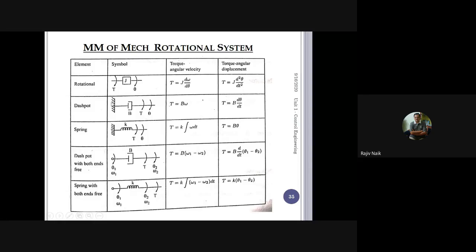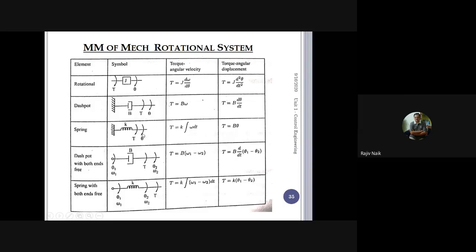Similarly, you have a dashpot or a damper or a friction element. Here the friction element is represented by B. It is subjected to torque T. Then angle of twist is theta. Then the torque absorbed by the damper is B into omega, that is B into velocity. Similar to the previous case, where it is B into V, and that is d theta by dt. So here you can see T is equal to B into d theta by dt. So it is the damping coefficient multiplied by velocity d theta by dt.